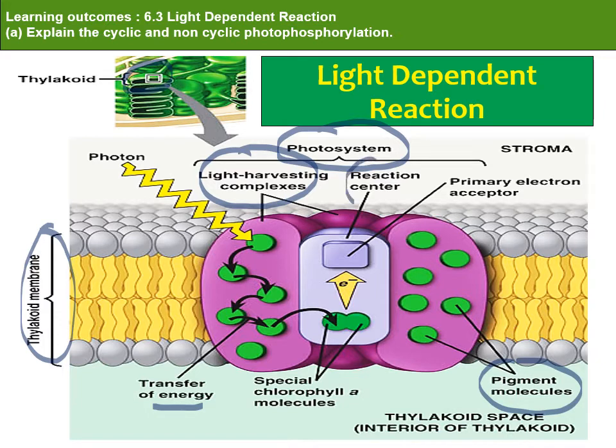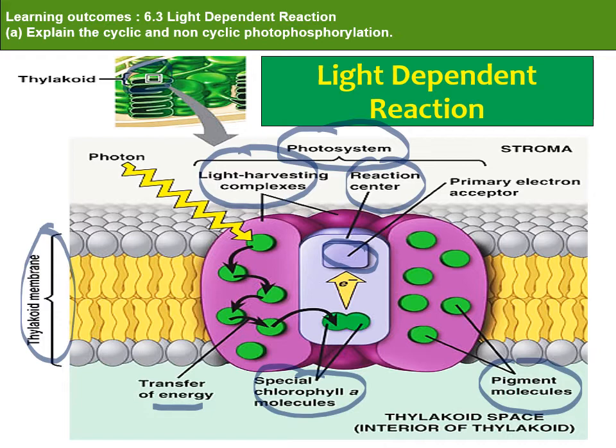Besides the light harvesting complex, there is what we call the reaction center. The reaction center consists of a special chlorophyll A molecule, called the reaction center chlorophyll, and the other one here is the primary electron acceptor. So this is the structure of the photosystem.